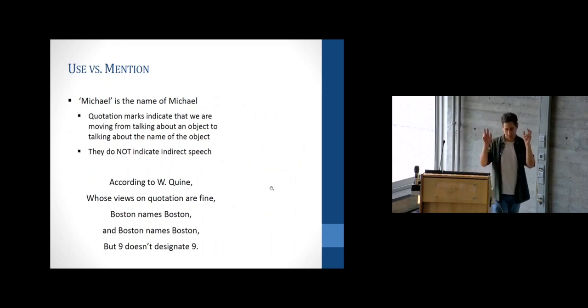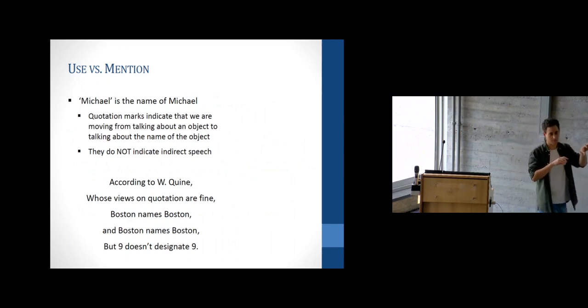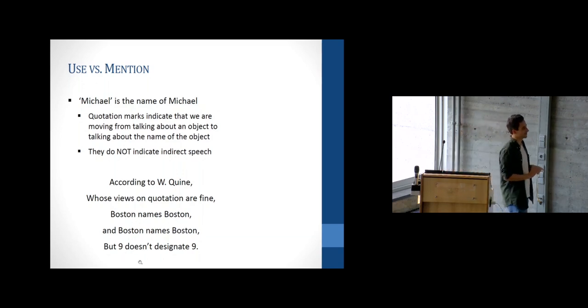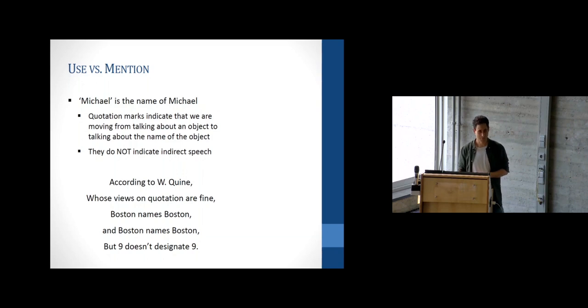In philosophy, there are many ways of using quotation marks, but one of them is to indicate that we're moving from talking about an object to talking about a name, or from talking about the world to talking about language. There's this famous poem: Lincoln, according to Quine, whose views on quotation are fine. Boston names Boston, and "Boston" names Boston, but 9 doesn't designate "9". So you can add quotation marks to make sense of this funny poem.